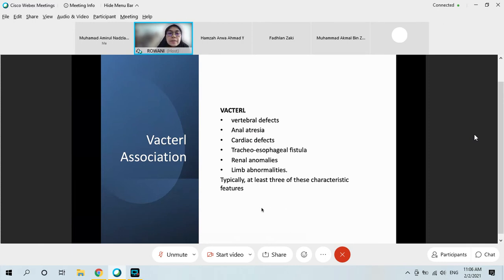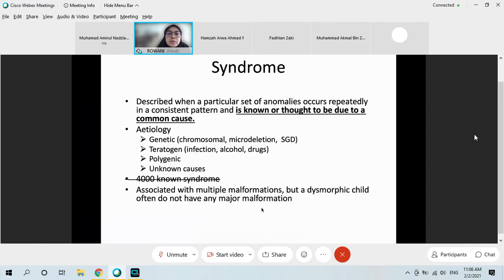And syndrome, as we have thought about earlier on. But I just want to highlight that the etiology of syndrome is not just genetic abnormalities. It can also be due to teratogens, for example infection, congenital rubella syndrome, or alcohol, fetal alcohol syndrome, or drugs such as anti-epileptics, fetal valproate syndrome. Or it can be due to polygenic cause or unknown cause.